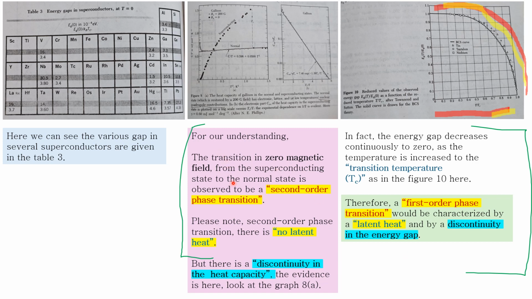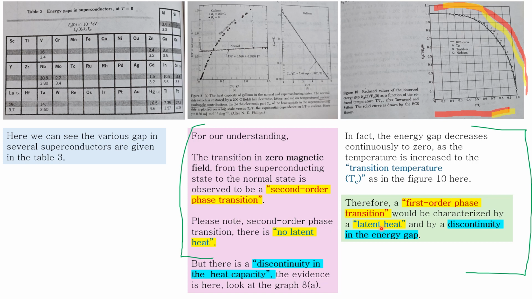Alternatively, for our understanding, what does the second order phase transition mean? In the second order phase transition we are going to study no latent heat, but a discontinuity in the heat capacity. The second order phase transition occurs in zero magnetic field. Transitions in zero magnetic field from the superconducting state to the normal state are called second order phase transitions. So just for the comparison, I hope you understand.